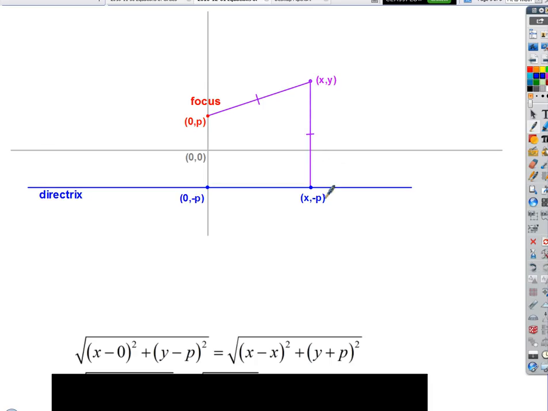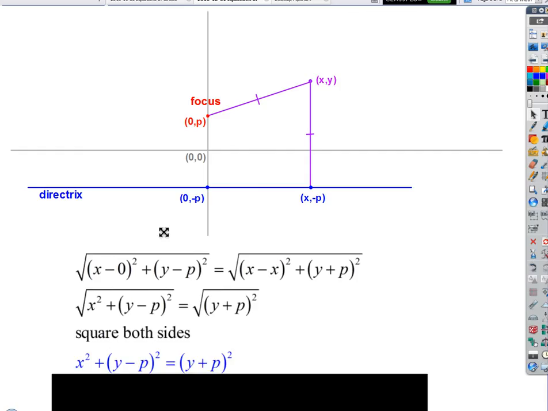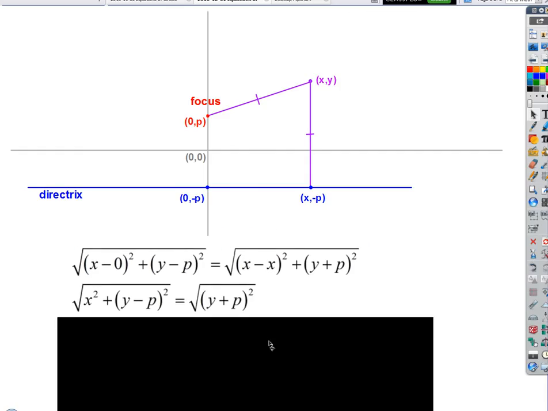So then technically, by the Pythagorean theorem, we would just get (x minus x), which is 0, squared, plus (y minus negative p), or (y plus p) squared. And we're taking the square root of all that, right? Everybody with me? Okay, so then we could simplify that just a little bit, right? We could make this an x squared, that's just a 0, and so we end up with this equation, right?